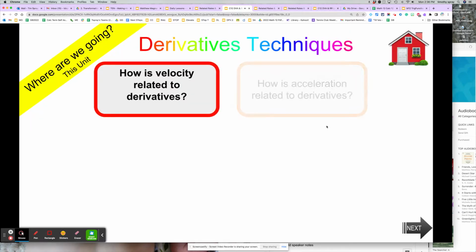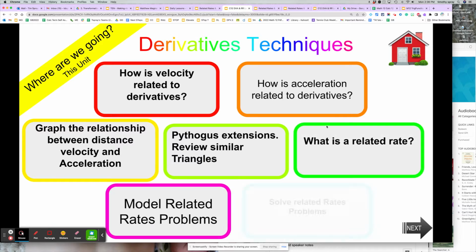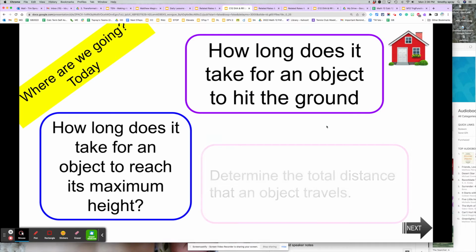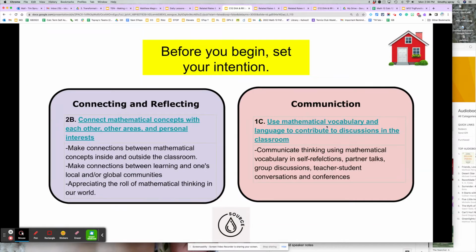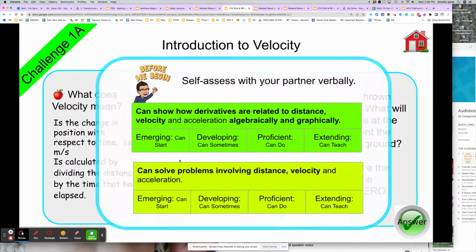Okay, so this is where we're going today. How long does it take for an object to hit the ground? How long does it take for an object to reach its maximum height, and determine the total distance an object traveled? Once again, you're going to be connecting these math concepts to each other within the math context. So you're going to be connecting this chapter with prior chapters, and also this chapter with the world around you that you see. And you're also going to be playing around with some new vocabulary. So let's get it down.